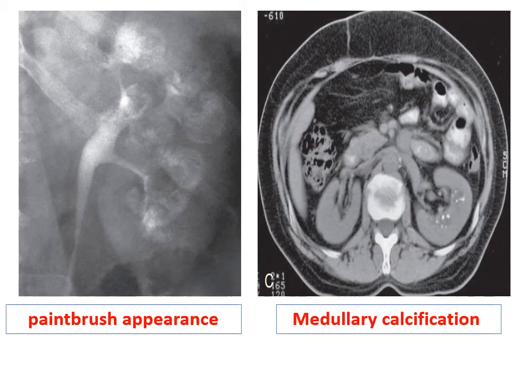This is a picture of intravenous urography giving the paintbrush appearance. And here in CT, the calcifications are mainly present in the medulla, as we see here. It is not in the cortex, it is mainly in the medulla.